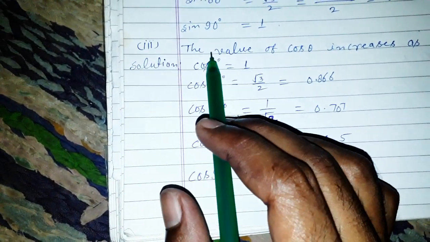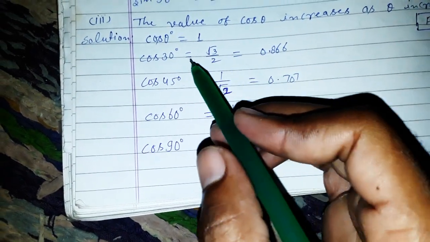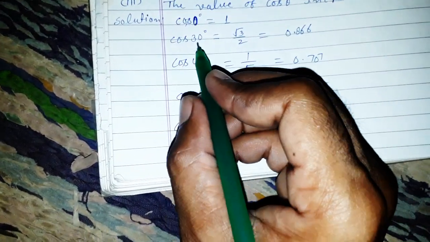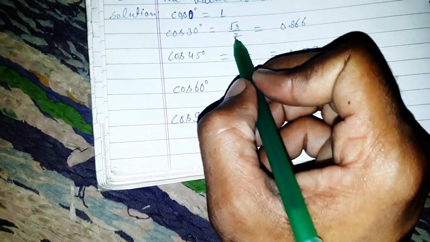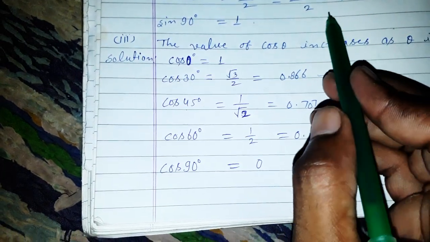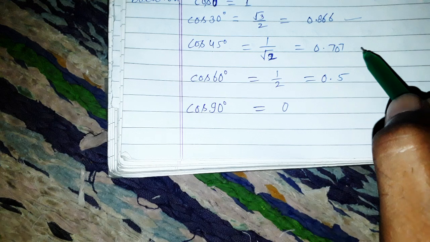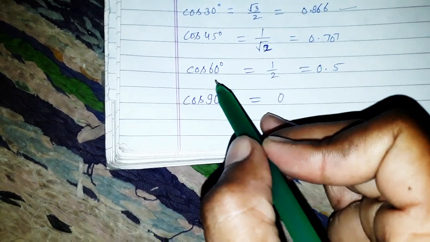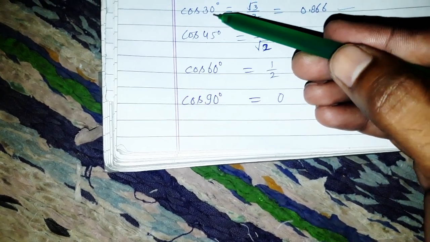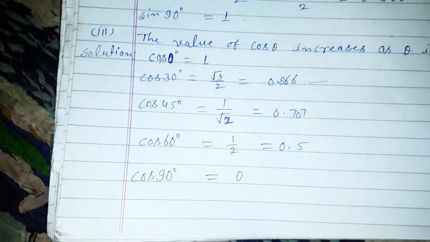Next, the value of cos theta increases as theta increases. This is false because cos 0 is 1, cos 30 is root 3 upon 2, this is 0.866, cos 45 is 1 upon root 2, 0.707, cos 60 is 1 upon 2, 0.5. So here as theta increases, the value decreases, so this statement is false.